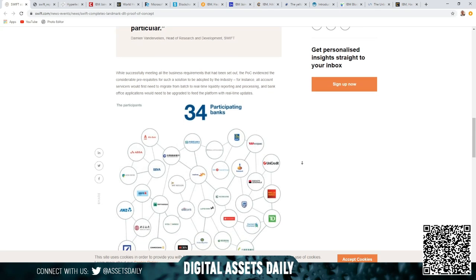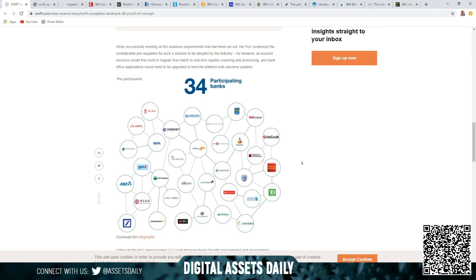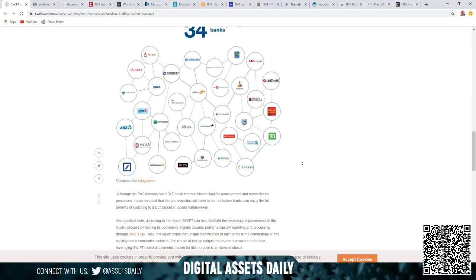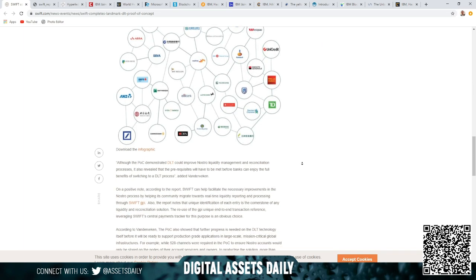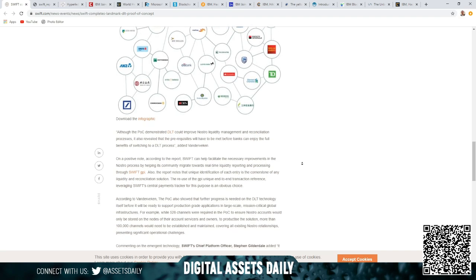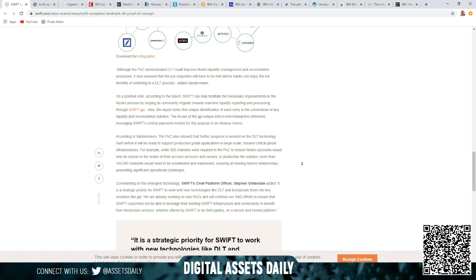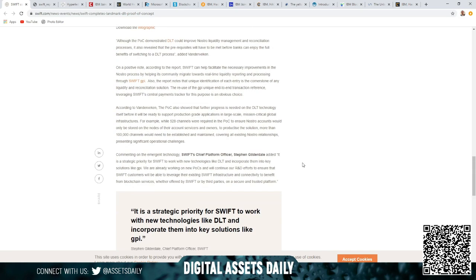And Swift is the 40-year-old antiquated system, as Trump and the Ripple executive Brad Garlinghouse have stated, which Ripple is designed to replace on the digital asset level. Instead of taking 3 to 5 days, the new system would take 3 to 5 seconds. Again, guys, I'm showing you over and over again.